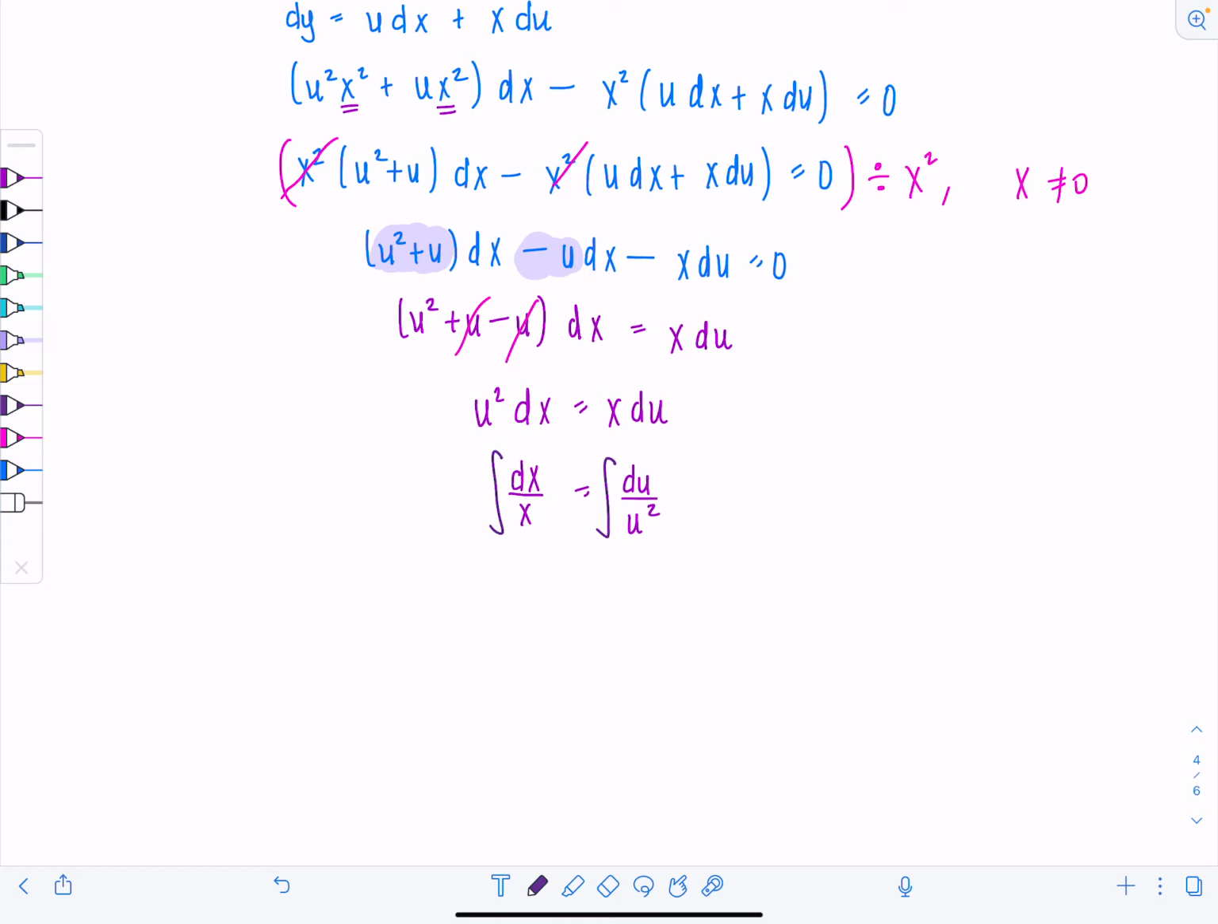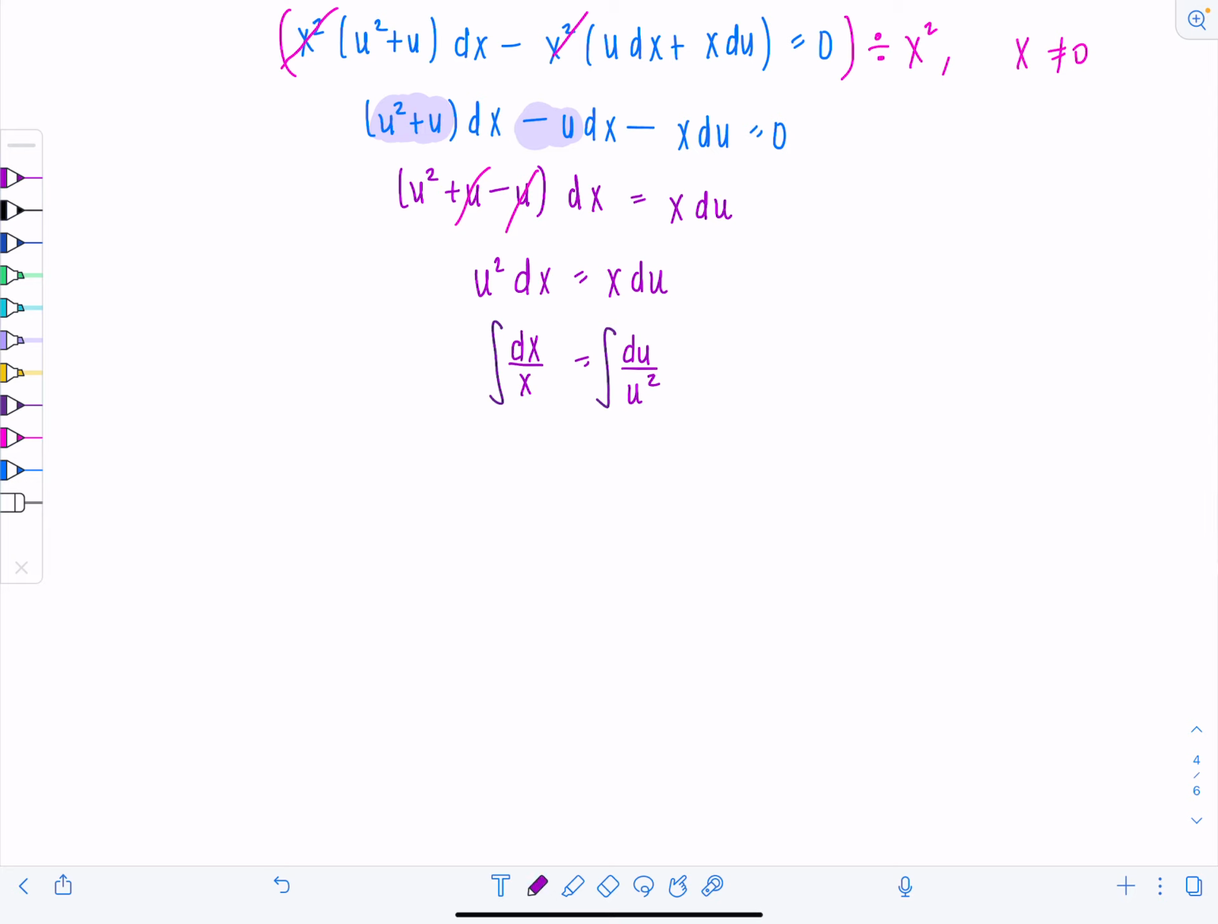Left-hand side, antiderivative of 1 over x. It's going to be natural log of the absolute value of x. I'm going to hold off on putting the constant, right? Let's just put it on the right-hand side. Antiderivative of 1 over u squared. Remember, that's u to the negative second. So add 1 to the exponent. Now it's u to the negative first, and I have to divide by negative 1. So this is negative 1 over u, and I'll put the plus c over here. Okay? Very good.